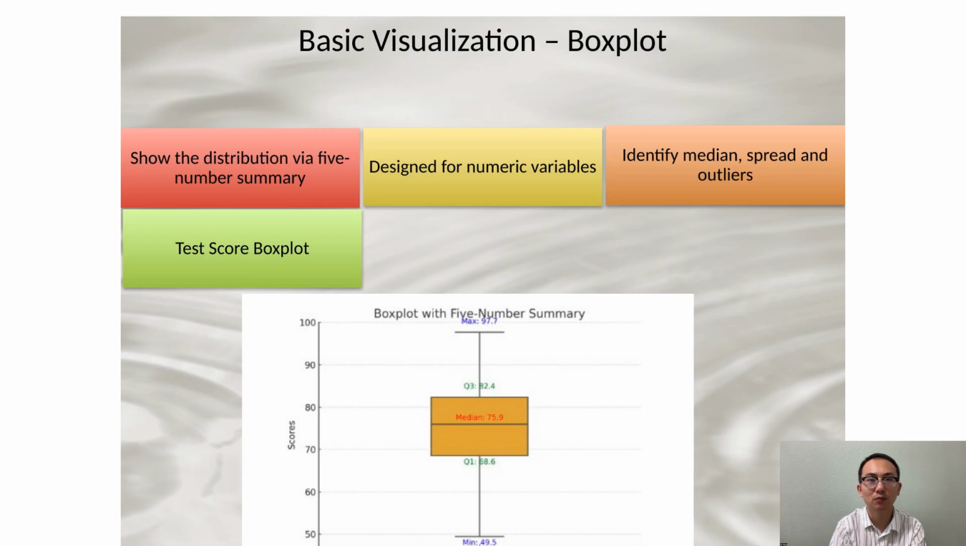From the plot, we can tell that the distribution is fairly symmetric. The median line sits near the center of the box, which is a good sign. The spread, or IQR, is about 13.3 points, which tells us there's moderate variability among the students' scores. And there are no extreme outliers, so the data looks clean and well behaved.